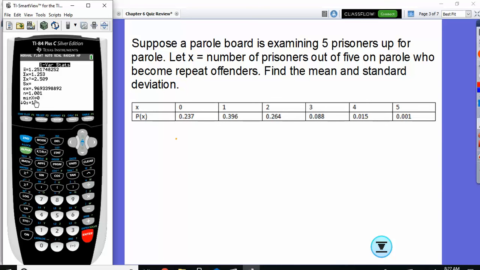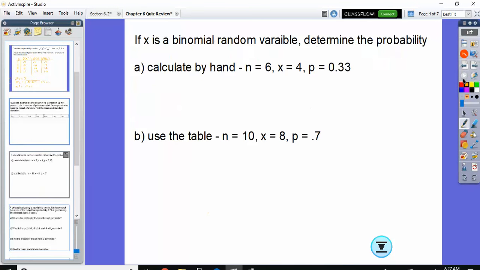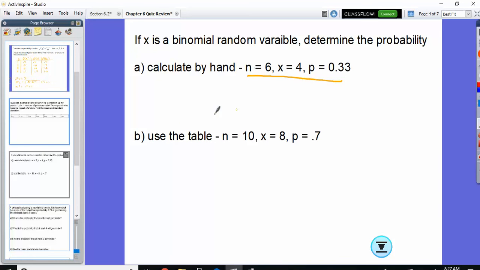Alright, that was the stuff from section 6.1. Section 6.2 is the binomial, either using the formula or the table. Do you want me to do an example of either of those? Maybe we could do a couple quick examples and then we'll give you guys time to work. Okay, let's just practice doing one by hand and one on the table.